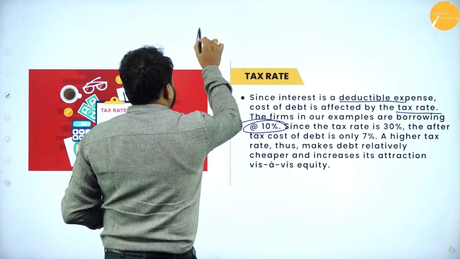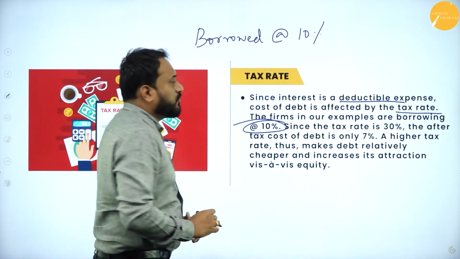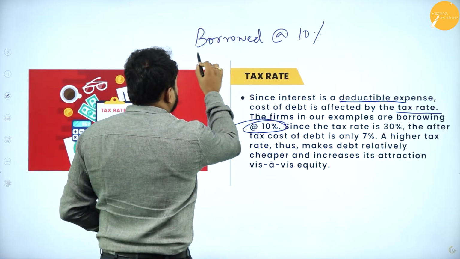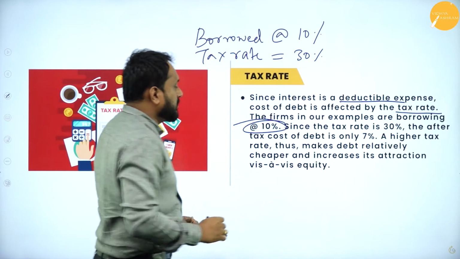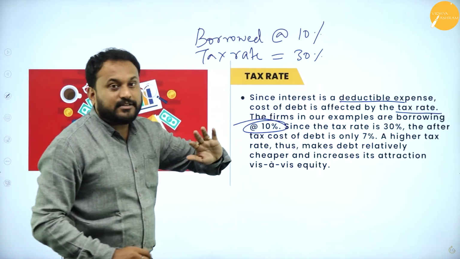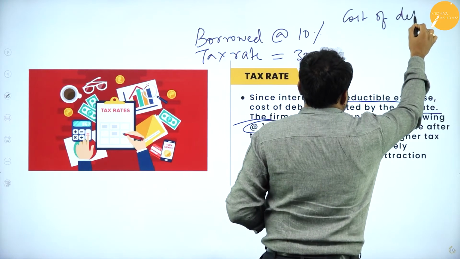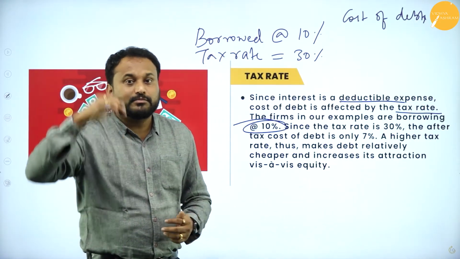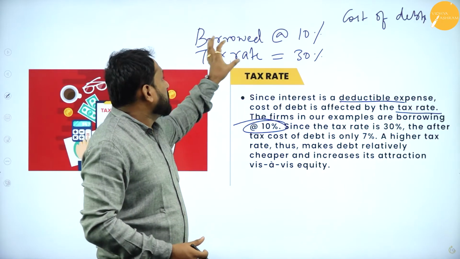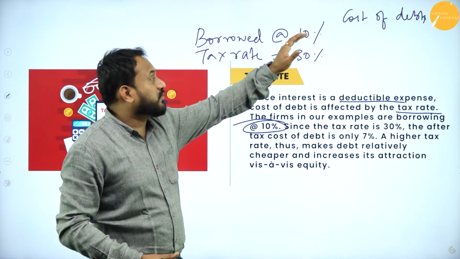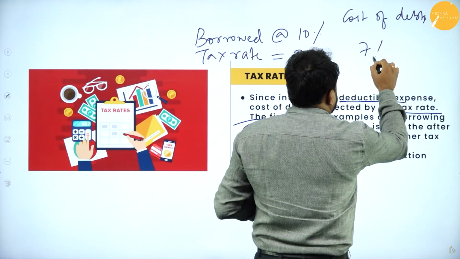Now you have borrowed at 10%. You have borrowed at how much? 10%. And then the tax rate is there, and that is 30%. The after-tax cost of debt is only 7%. The reason is, when you go with the cost of debt, you are supposed to minimize the rate of interest. When you minimize it, you can actually buy more. So try to understand, though borrowed at 10% and the tax rate is 30%, if you go for the cost of debt, the tax rate should be there. So the borrowed rate will be 7%.